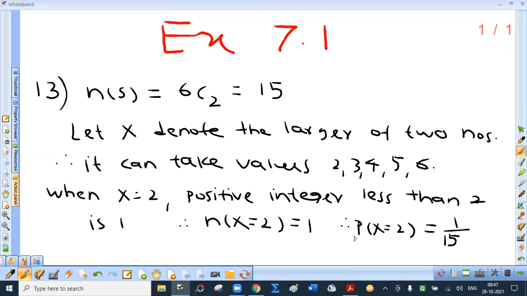So what is P(X = 2)? 1 upon 15. Similarly, when X is 3, the other positive numbers less than 3 can be 1 or 2. So how many sample points in favor? 2. So what is the probability? 2 upon 15 and so on.